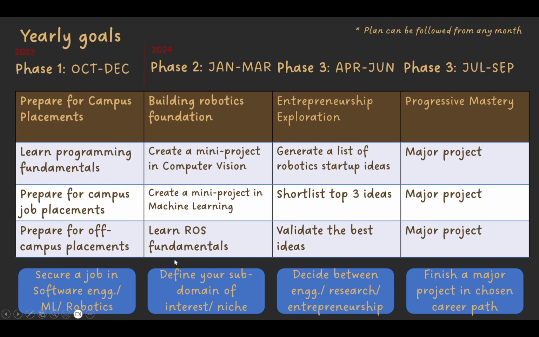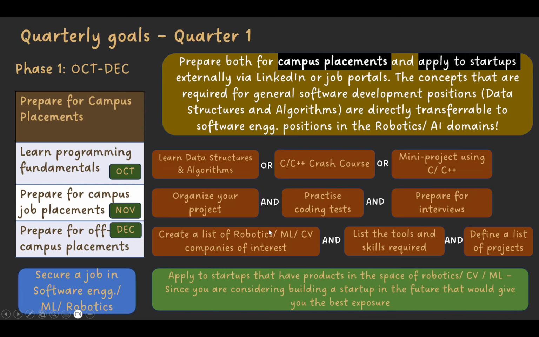That is the goal, for him to define his niche and to generate a list of robotics startup ideas. This is the third phase in entrepreneurship exploration. Shortlist top 3 ideas and validate the best ideas. This is to give him a taste of what the process of entrepreneurship looks like, especially for robotics related projects or ideas. And the last one is to take a major project of 3 months in one of the three career paths. So this is the plan.